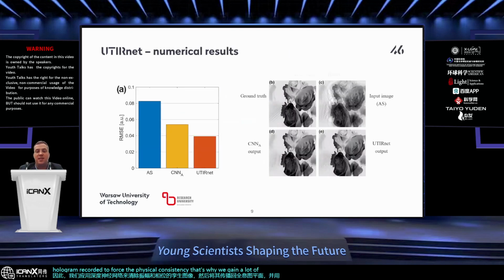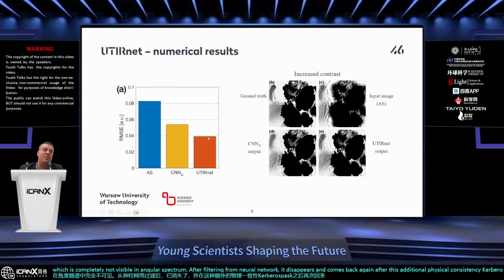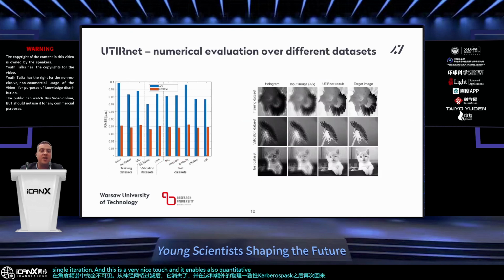For example, you can see it here. The ground truth has some fringe-like feature, which is completely not visible in the angular spectrum. After filtering by the neural network, it disappears and it comes back again after this additional physical consistency Gerchberg-Saxton single iteration. And this is a very nice touch, and it enables also in a quantitative manner to lower the errors.